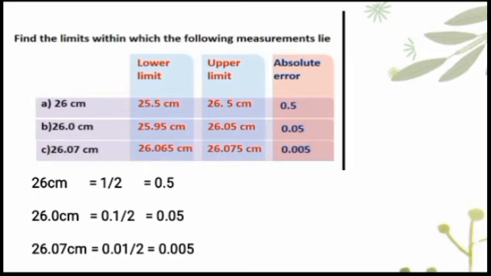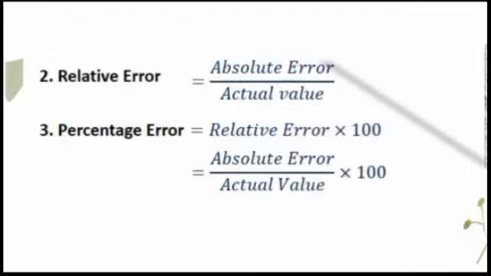To get the lower and the upper limit, for the lower limit, subtract the absolute error from the measured value, and for the upper limit, add the absolute error to the measured value. Let's take experiment A. To get the lower limit of 26 centimeter, we simply minus the absolute error 0.5 from it, giving us 25.5. And for the upper limit, we simply add 0.5 to it, giving us 26.5 centimeter.